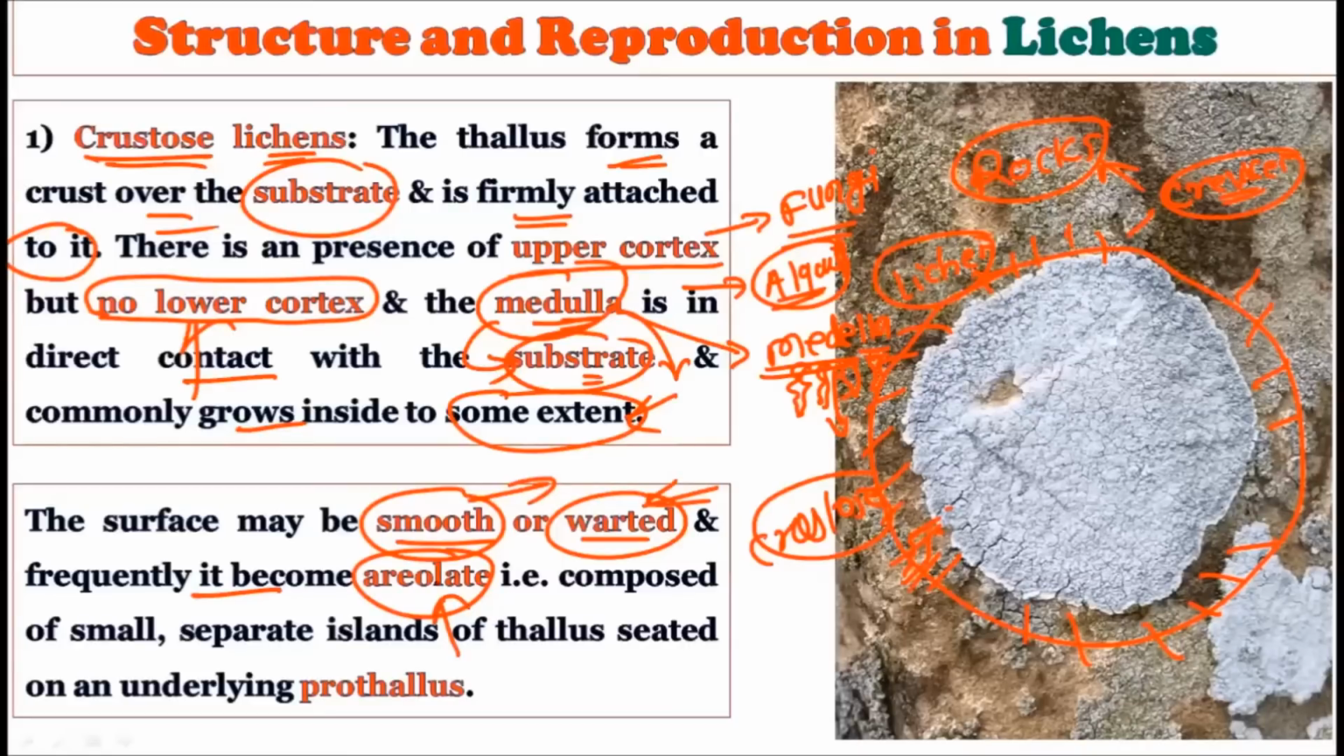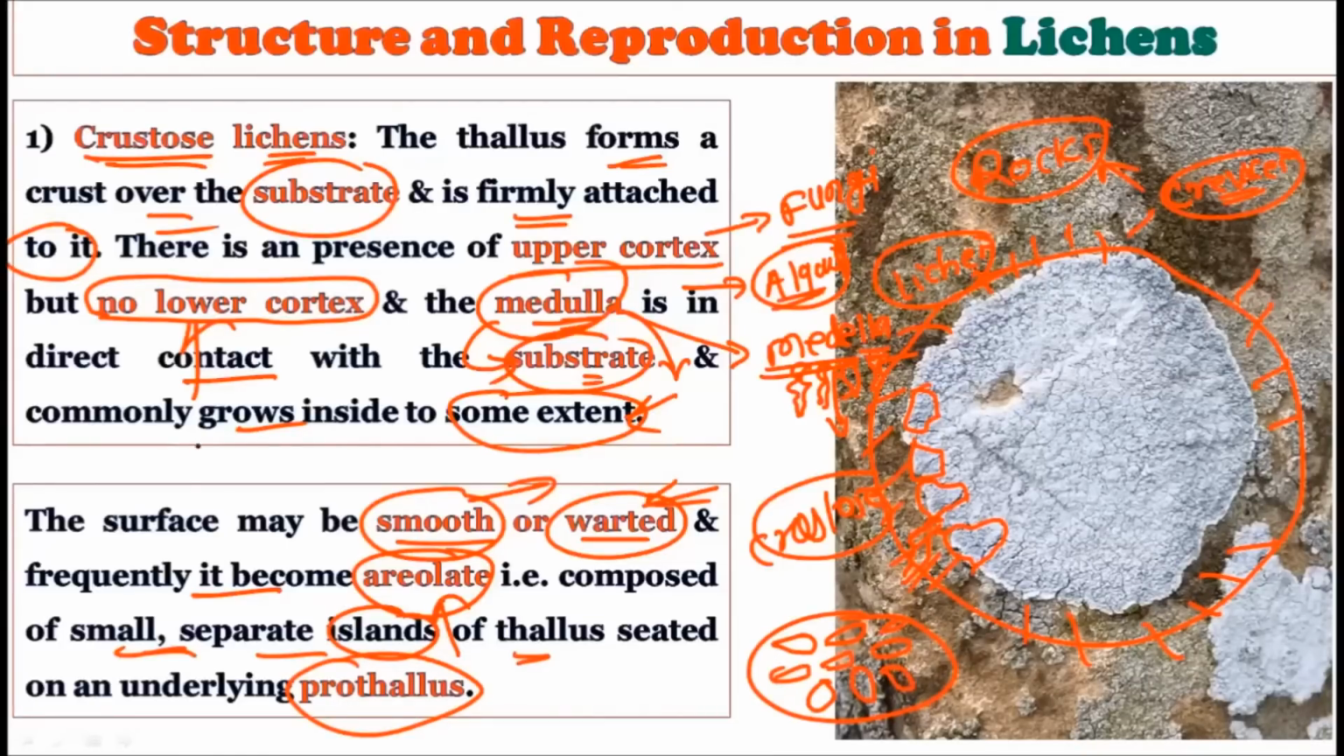Now, what is meant by areolate? That is, it is composed of small separate islands of the thallus. If you observe here, there is cracking, and if these cracks go beyond a point, they show small thalluses, different thalluses, not one intact thallus. They are converted into small separate islands of the thallus seated on the underlying prothallus. Underneath we have the intact prothallus, and on it smaller, island-like thalluses were created.